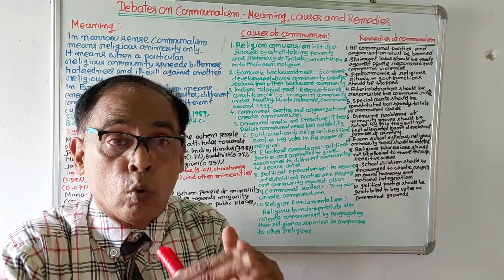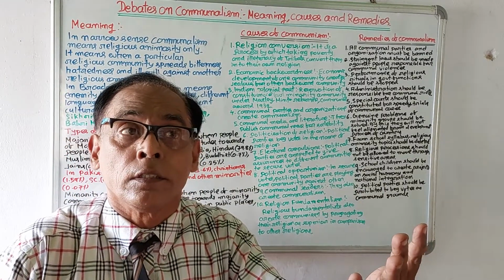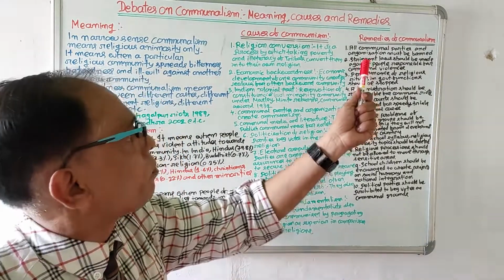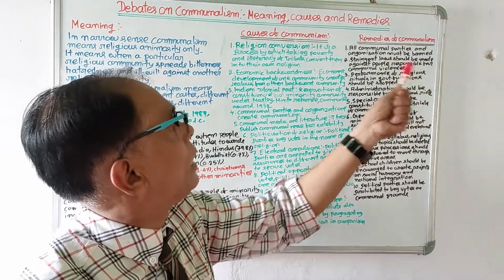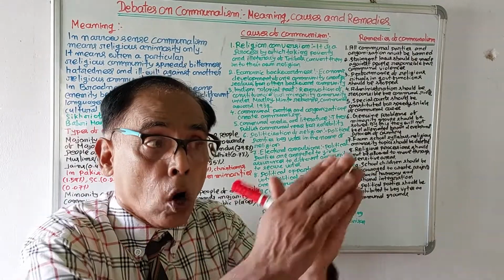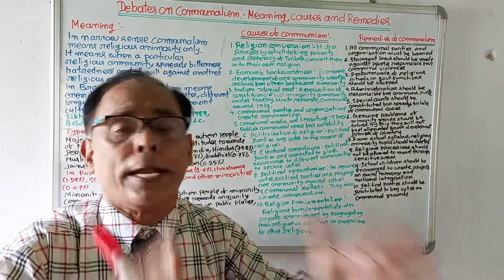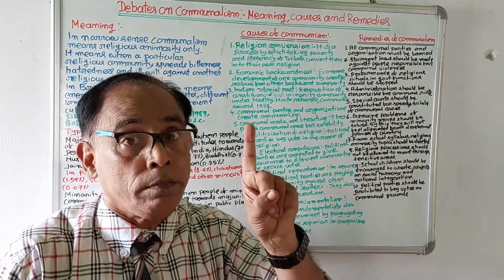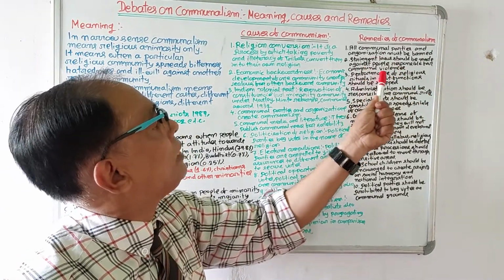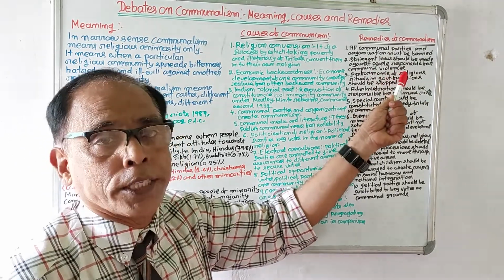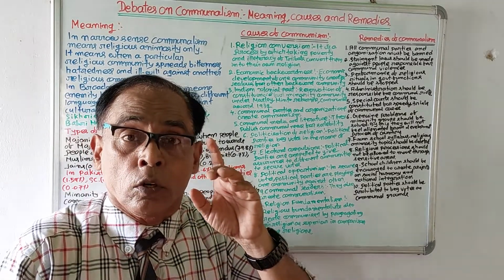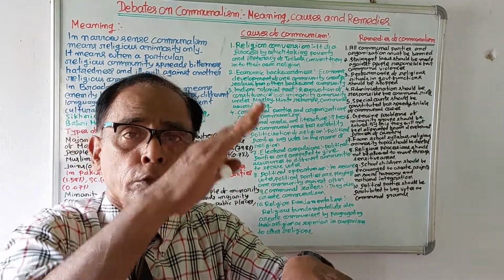Now we'll discuss the remedies to control communalism. Number 1, all communal parties and organizations must be banned. In order to check communalism, all communal parties and organizations must be banned. By this, communalism can be controlled. Number 2, stringent laws should be made against people responsible for communal violence. Rigorous steps must be taken against those involved, so that communalism will be suppressed.